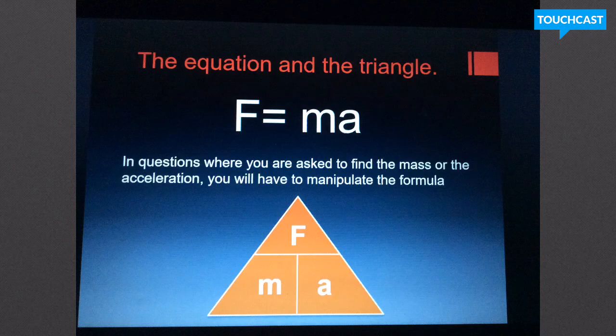The very last thing is the equation, F equals ma, and this is the triangle. You've already been shown this, and it's on our brain dump. You just always need to remember that the F goes on top, and then you cover up what you're looking for, and it tells you what to do mathematically. So if the letters are on top of each other, you divide. If they're side by side, you multiply. And that's going to be Newton's second law.